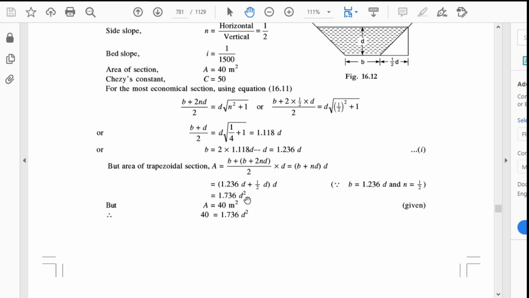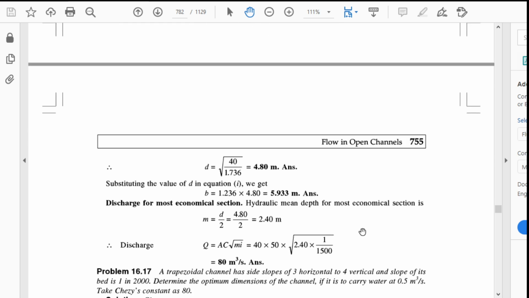Okay, but the value of A is already given as 40 meter square. So in LHS you can write 40 equals 1.736 D square. By using this equation you can find out the value of D, and the value of D can be substituted in this equation of B, and the measure for B can be calculated. Here I will show you.